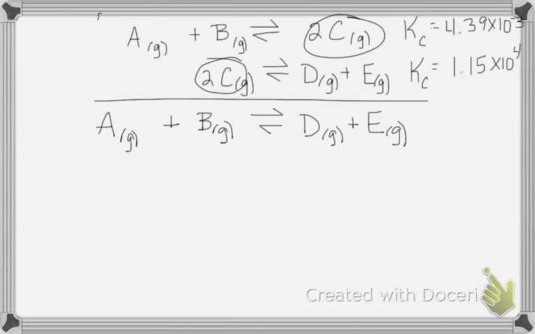How would I come up with the equilibrium constant for those two added together? I don't add the equilibrium constants. I multiply them together. So to get the equilibrium constant for A plus B yields D plus E, I take the 4.39 times 10 to the minus 3 that I'm given for that first equation and multiply it by 1.15 times 10 to the 4. When those are multiplied together, that gives me 50.5. That gives me an equilibrium constant of 50.5, and I got that by multiplying those two together.